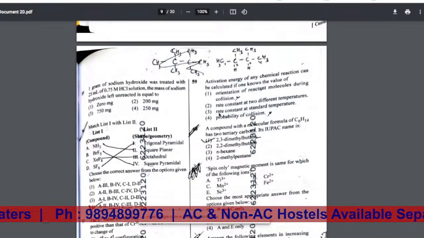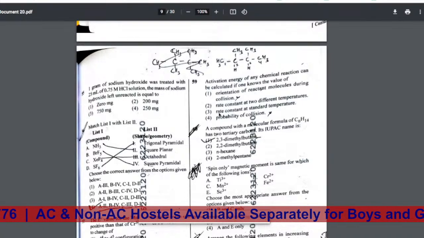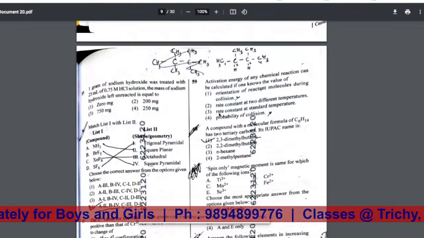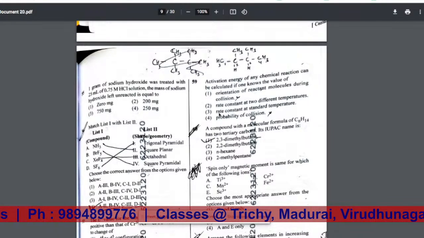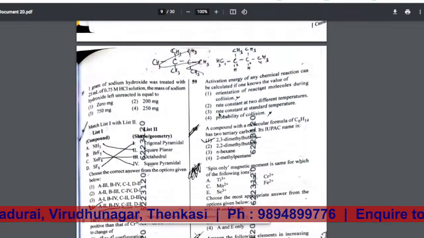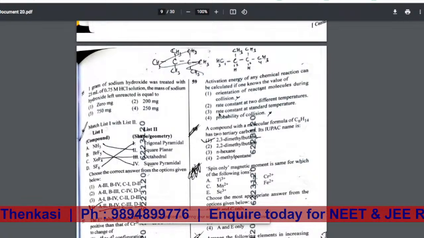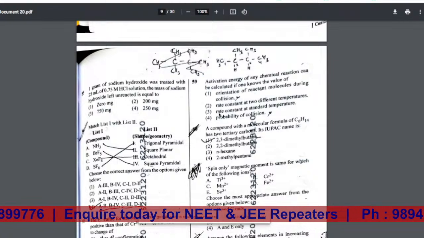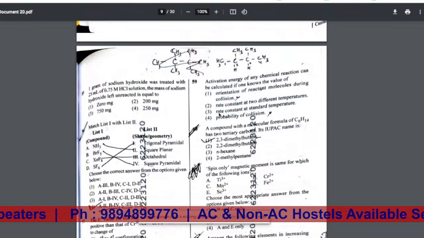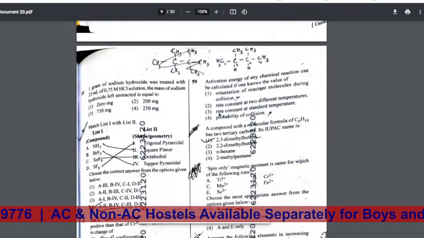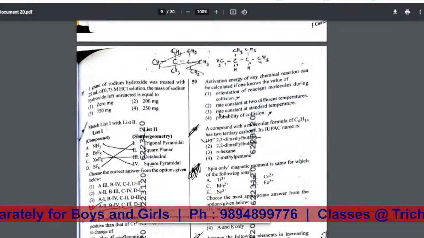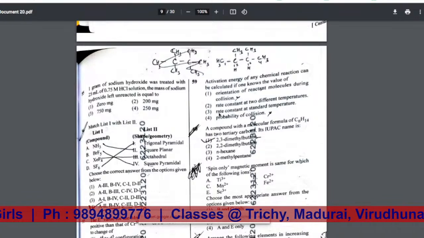BrF5 hybridization: 7 plus 5, 12, divided by 2 is equal to 6. So hybridization is sp3d2. How many bond pairs are there? Bond pairs are 5. How many lone pairs? In this molecule, there is 1 lone pair. So when hybridization is sp3d2, bond pairs are 5 and lone pairs are 1, the geometry is octahedral and its shape will be square pyramidal.